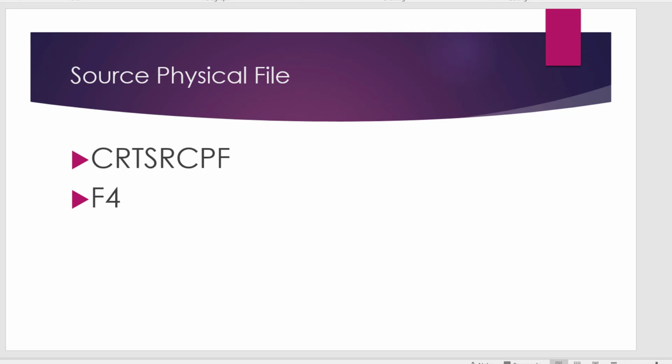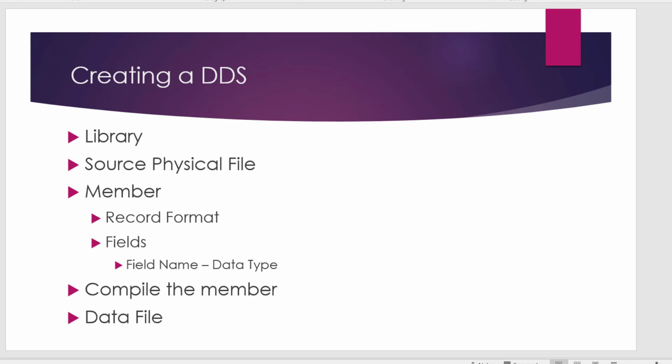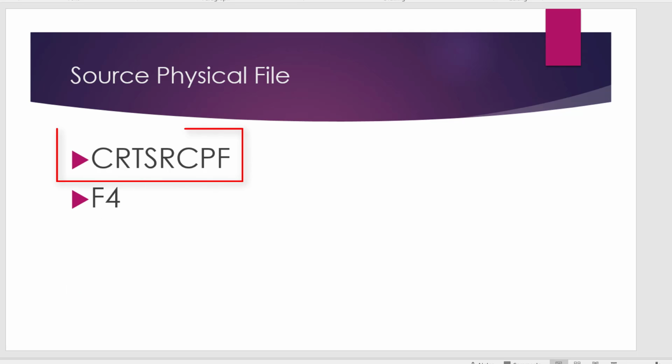In order for you to create a source physical file, remember, this is the step down from a library. From a library, you come down to a source physical file. This is where you code your members, and then inside the members, you write your specifications. To create a source physical file, we issue a command called CRTSRCPF, create source physical file. Once this command is issued, you press F4, and then we're going to take you through how you fill out the blanks in the prompt screen, and then you go about creating your source physical file.